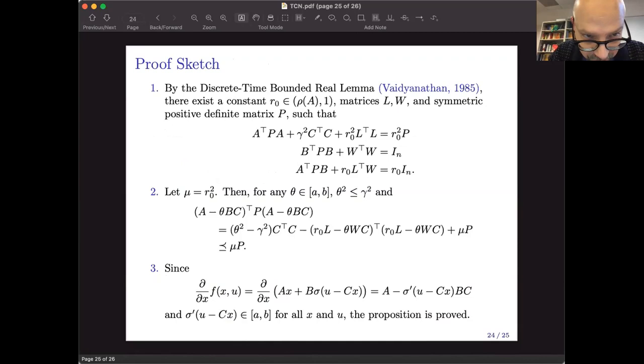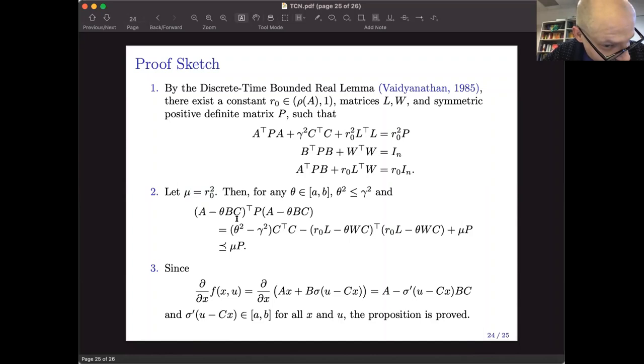Right, and the proof uses some ideas from control. There's something called the discrete time bounded real lemma. Under these assumptions, you can find matrices L, W, and a symmetric positive definite P, such that various matrix equalities hold. R naught is some constant between the spectral radius of A and one, and then you let mu be the square of that R naught, and then you just manipulate things in such a way that, because of all these equalities, you can show that.